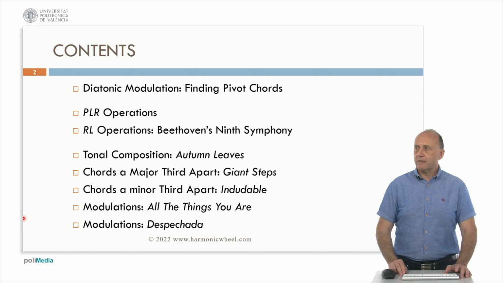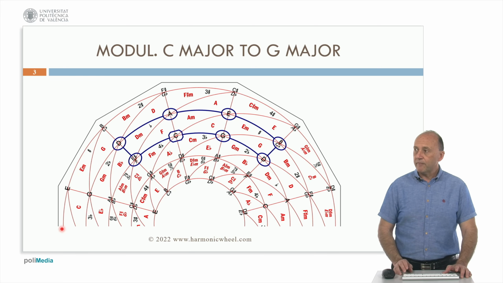First, some examples on diatonic modulation and how to find the pivot chords. Then the PLR operations with an example by Beethoven. Then a well-known tonal composition. After that, two non-tonal compositions: the first one with the chords a major third apart and the other with chords a minor third apart. And then two more tonal compositions but including modulations.